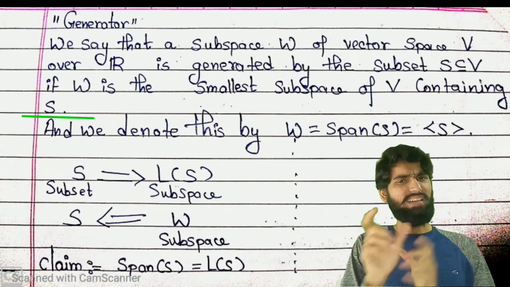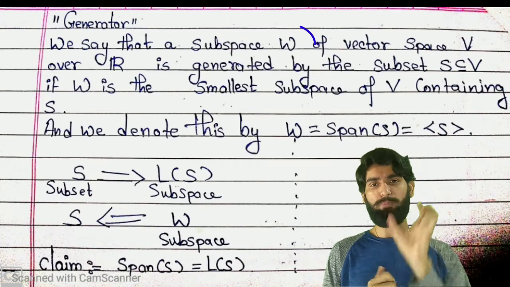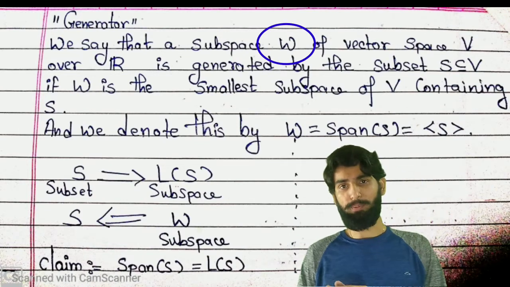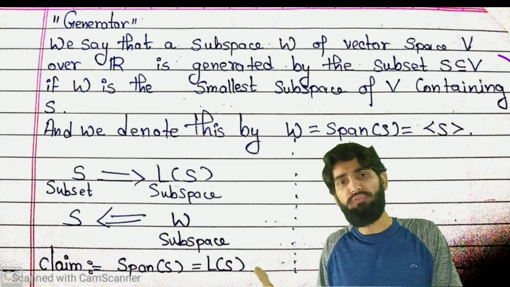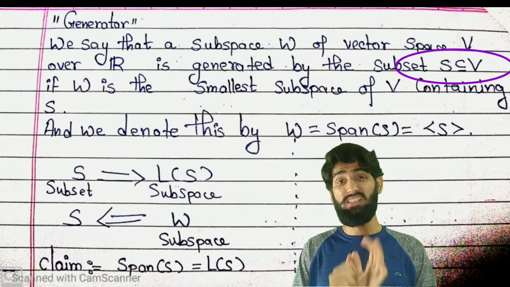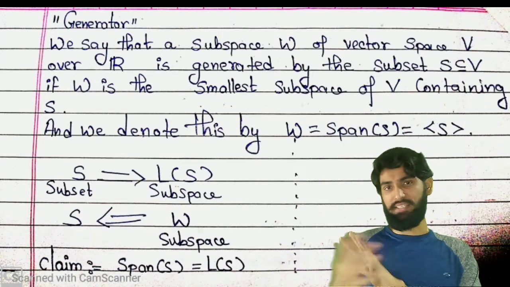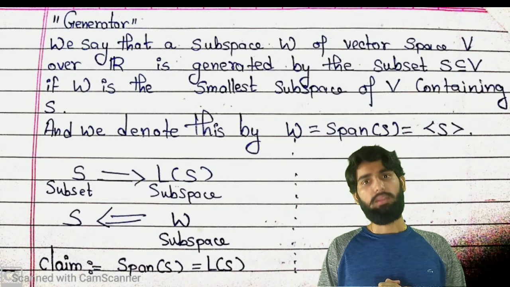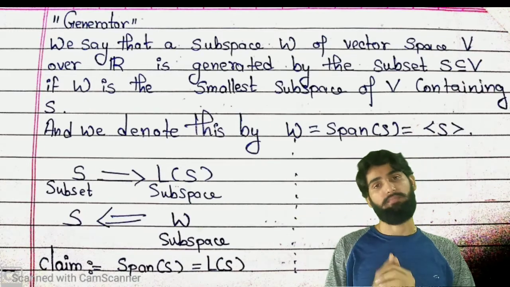Okay, so let's try to understand this concept. What we have is one subspace. From this subspace we are trying to find out a subset of V such that this subspace W is the smallest such subspace which contains that subset S. Correct? So from a subspace we are trying to find out a subset.